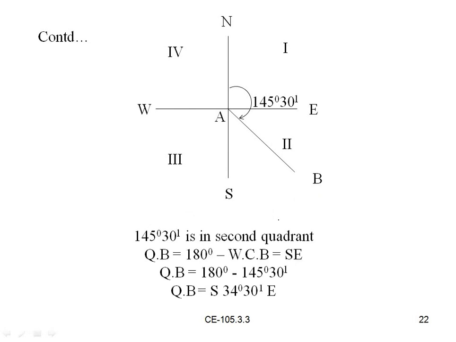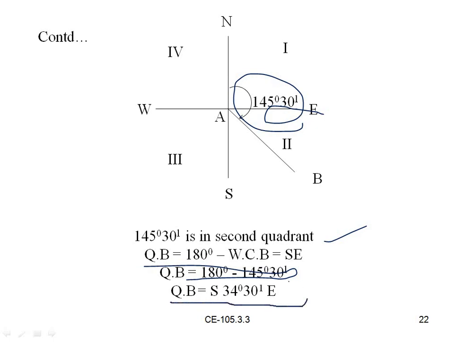And the next one is 145 degrees 30 minutes. It is in the second quadrant. Quadrantal bearing is equal to 180 degrees minus whole circle bearing. So quadrantal bearing is equal to 180 degrees minus 145 degrees 30 minutes, that is, South 34 degrees 30 minutes East.